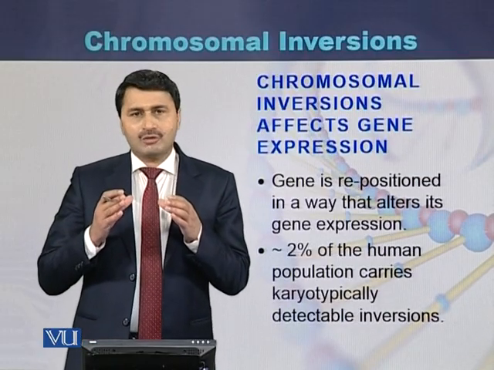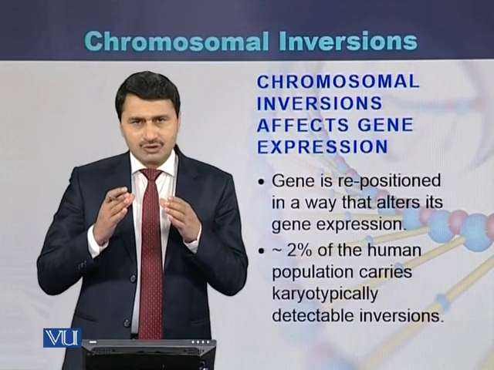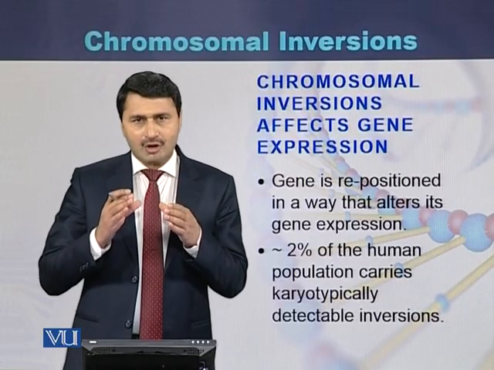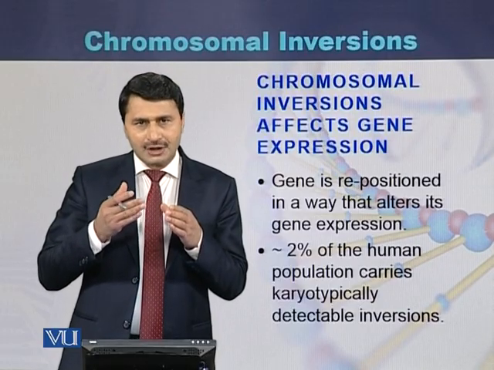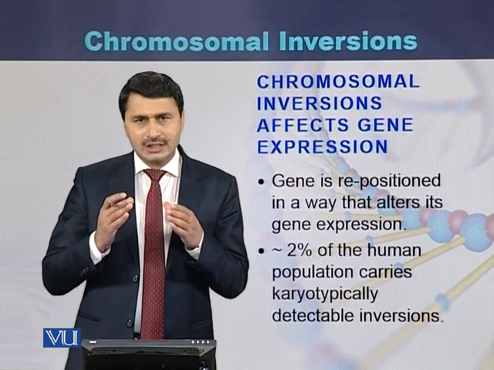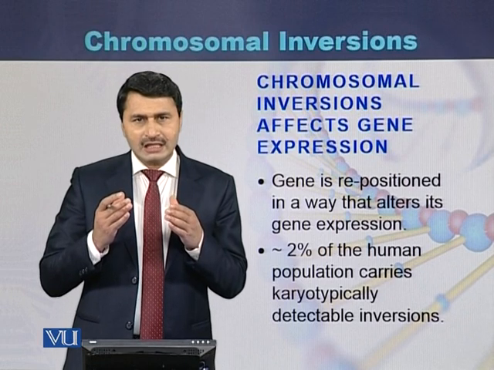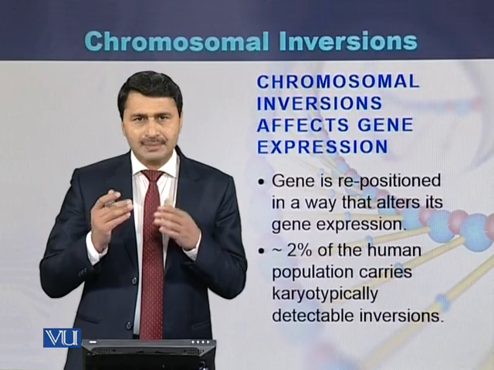In chromosomal inversion, in most cases, just the position of the chromosome fragments is changed. It goes from one orientation into another orientation. Approximately 2% of inversions can be seen in humans by a technique called karyotyping.